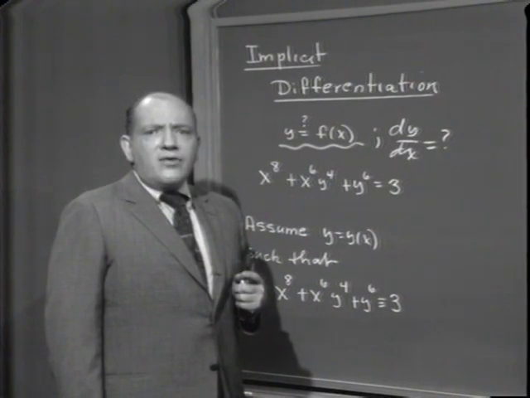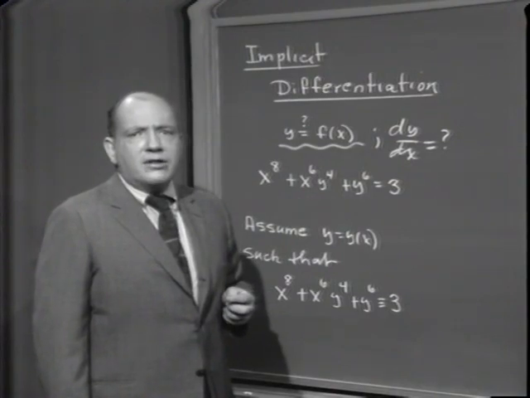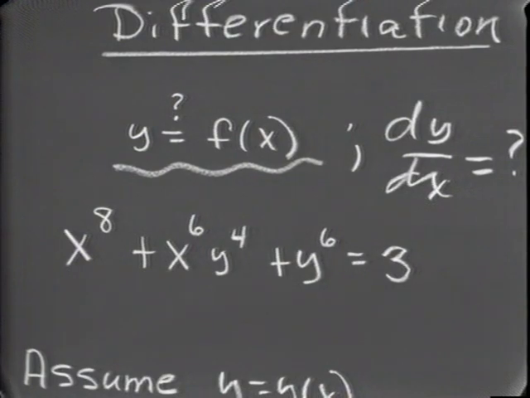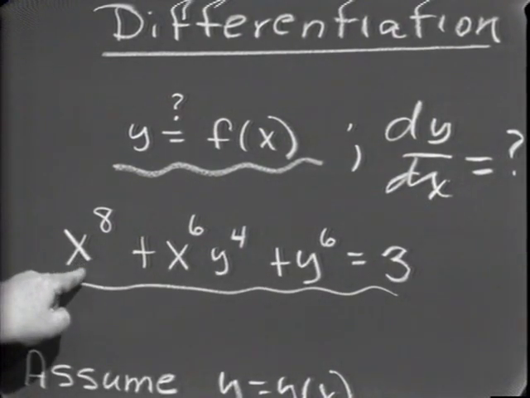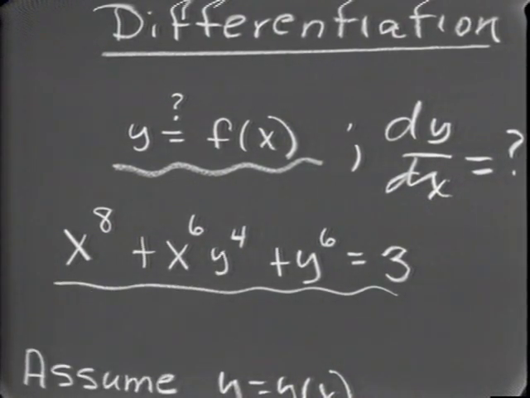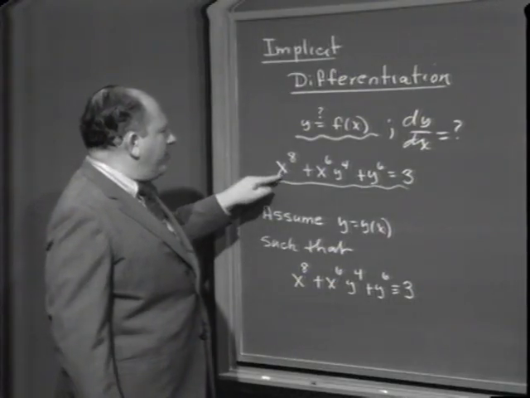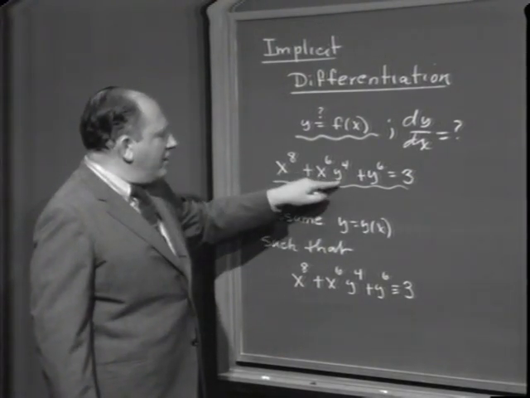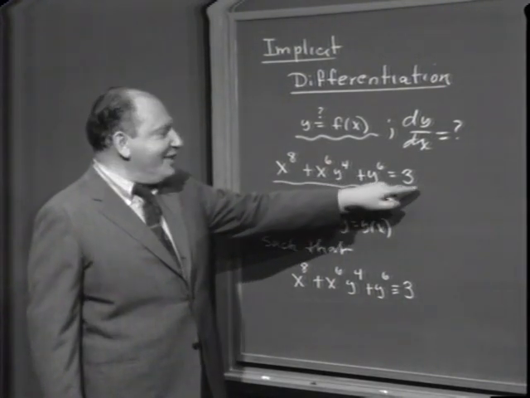Now, the interesting point is simply this. Let's look at a slightly more complicated algebraic equation. For example, x to the 8th plus x to the 6th y to the 4th plus y to the 6th equals 3. Now, in this particular example, notice that x and y are not given at random. For example, if I pick x to be 2 and y to be 2, and I put 2 in for x and 2 in for y, just look at what happens to the left-hand side here. It makes, in particular, 3 a pretty big number.